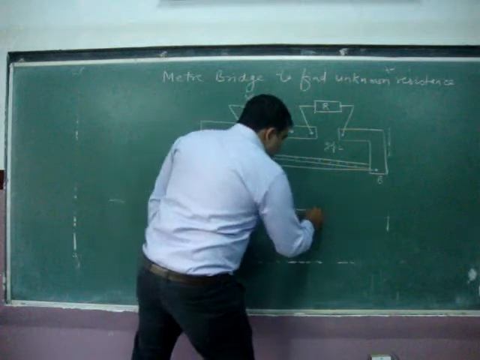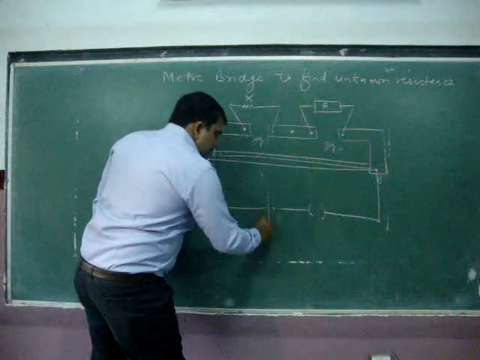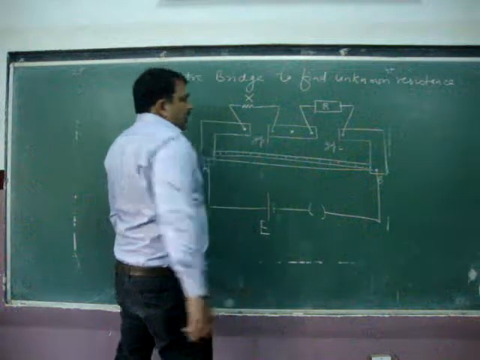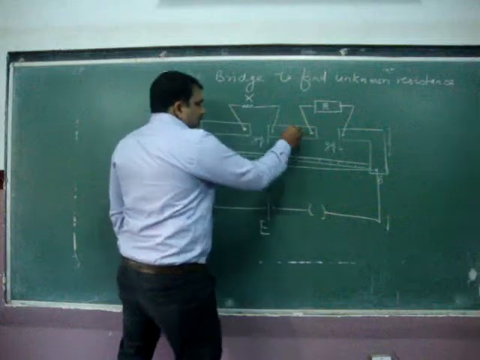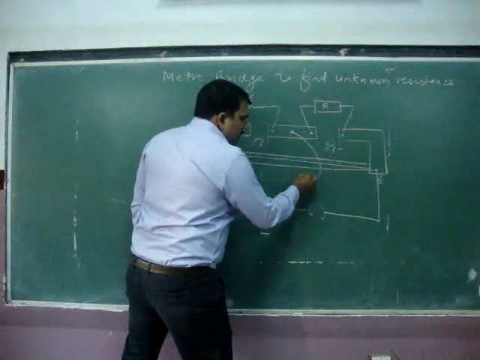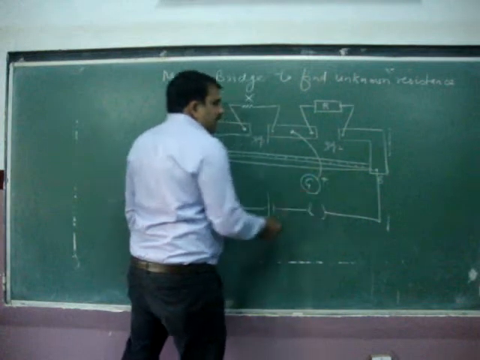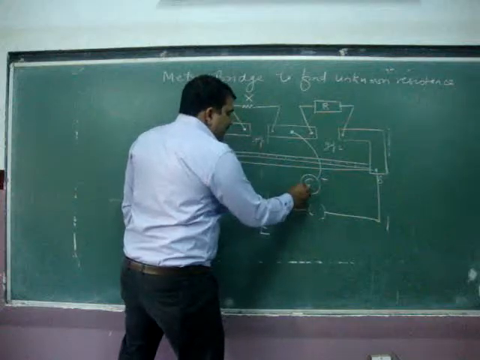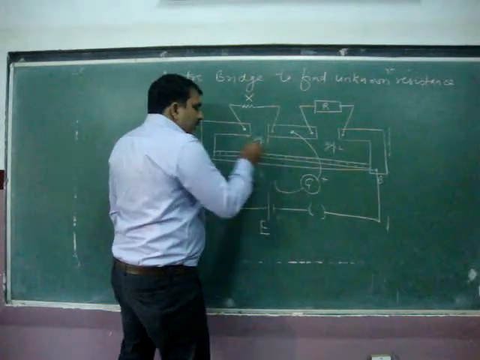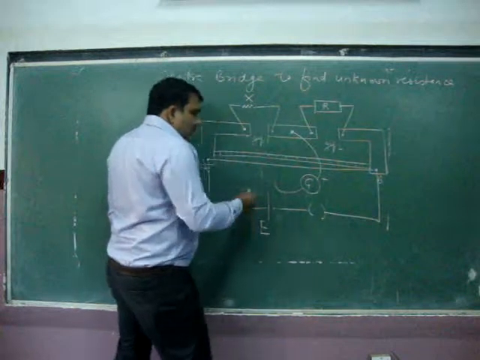This is the key you can apply, and this is the cell whose EMF is E. And now you will have to connect a jockey through the galvanometer. This is the galvanometer, and the positive of this galvanometer can be connected at this point, and the negative of the galvanometer can be connected to the jockey. And in this meter bridge, we have to find the null point in the galvanometer.